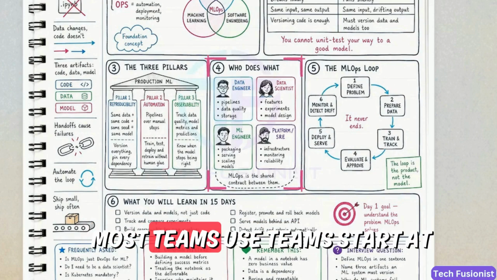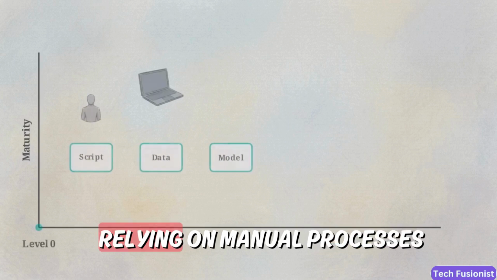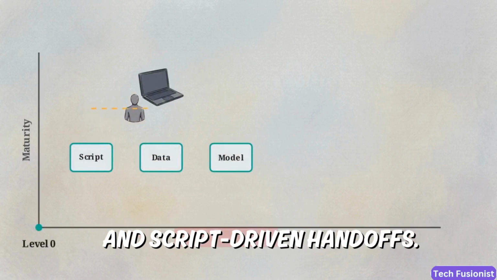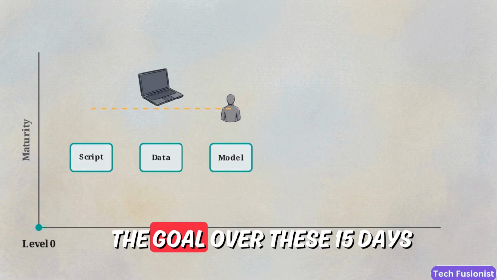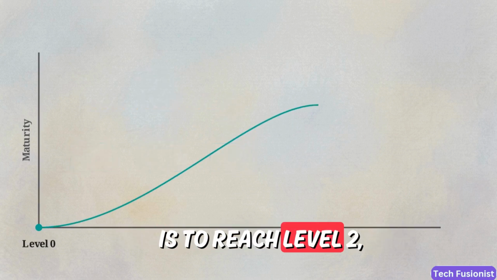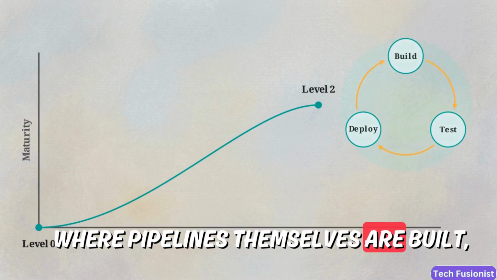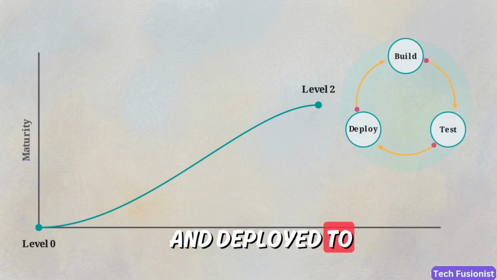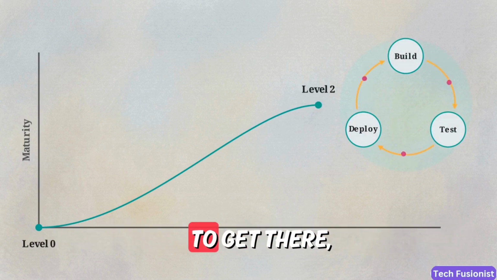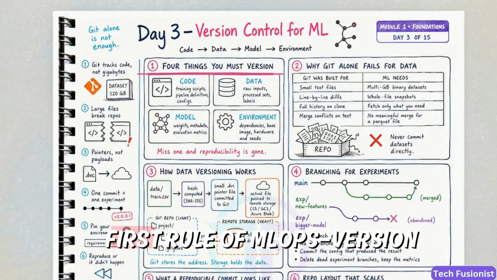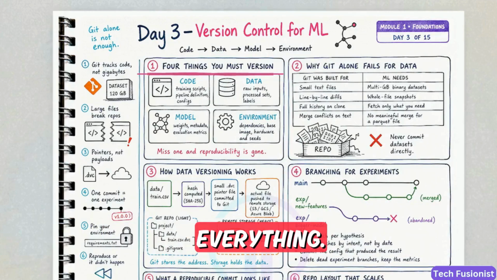It functions as a shared contract between data engineers building pipelines, data scientists designing experiments, and ML engineers scaling the system. Most teams start at maturity level 0, relying on manual processes and script-driven handoffs. The goal over these 15 days is to reach level 2, full CI/CD automation, where pipelines themselves are built, tested, and deployed to create an end-to-end loop. To get there, you must establish the first rule of MLOps: version everything.